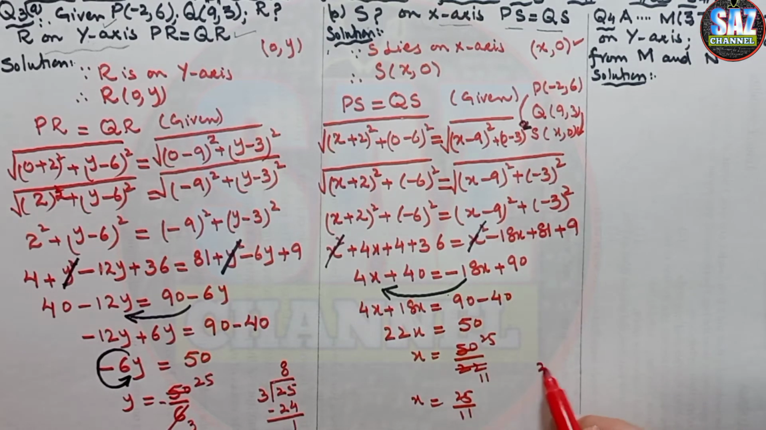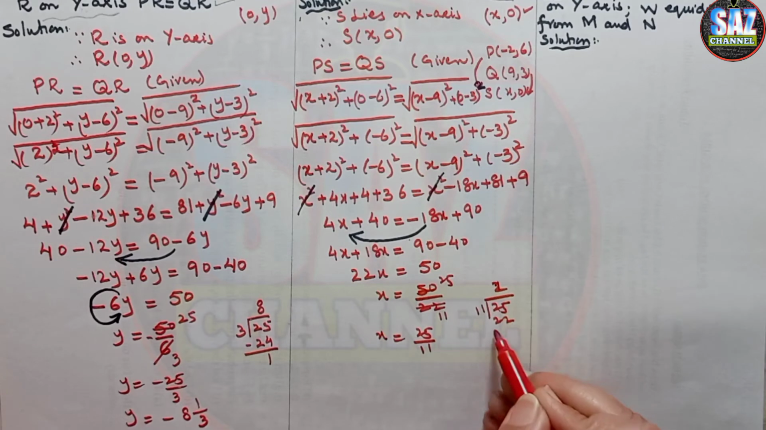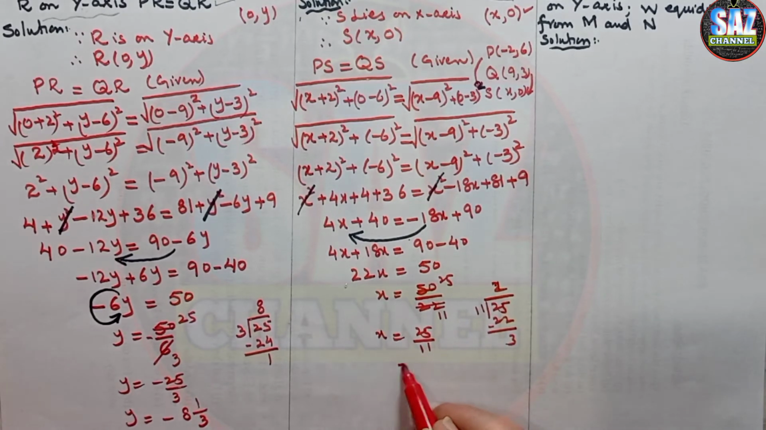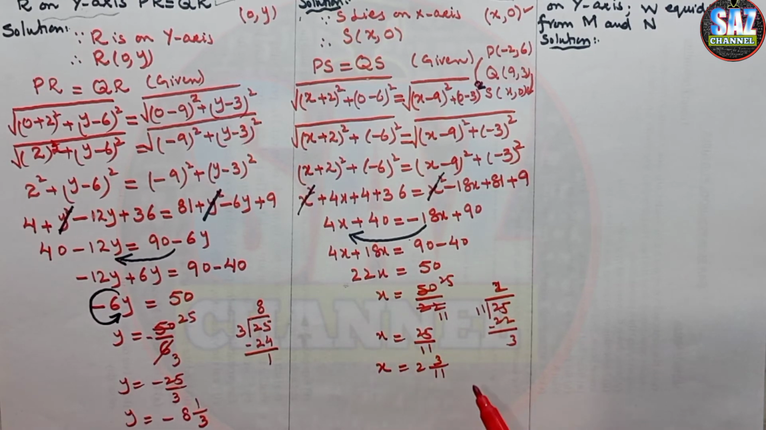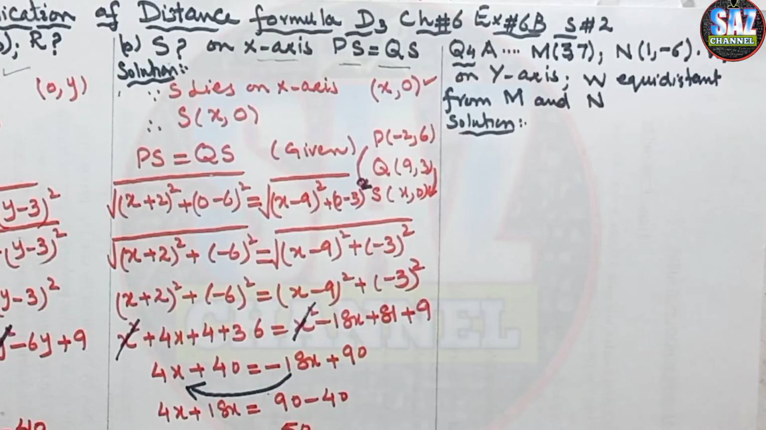Now 25 and 11, I have to divide it. 11 1s are 11 and 11 2s are 22, and I will be left with 3. So this will give me 2 whole 3 by 11. That is the value of x. So we have to write the coordinates of S on x-axis. S will take the form S x, 0, and instead of x I have to replace 2 whole 3 by 11 and 0. I hope you are clear about this lesson. Let's move to the next question, and let me read the question from the book.